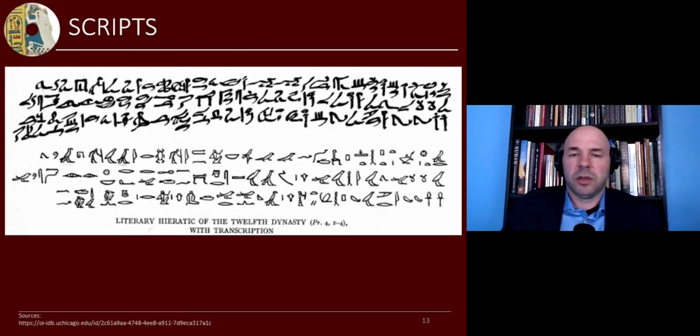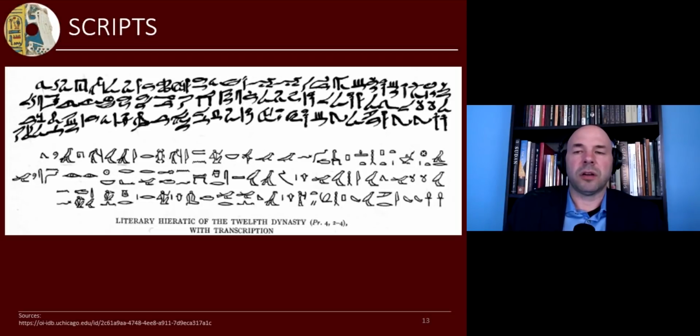And just to give you some examples, here is literary hieratic of the 12th dynasty. This just comes right out of Alan Gardiner's very famous Egyptian grammar, which several generations of Egyptologists had learned from until more recent grammars were written, although I still highly recommend Gardiner's grammar. It's still one of the best reference grammars we have, even if parts of it are outdated. So you can see at the top here the cursive hieratic forms and then a hieroglyphic transcription below.